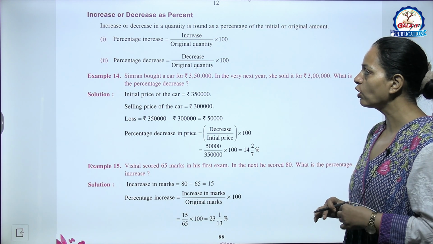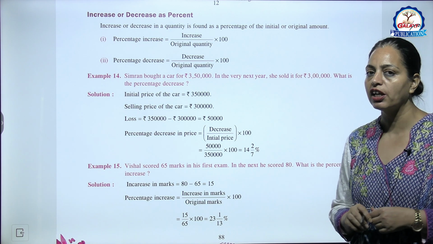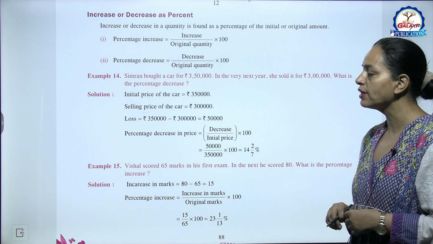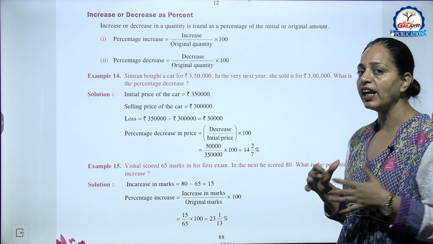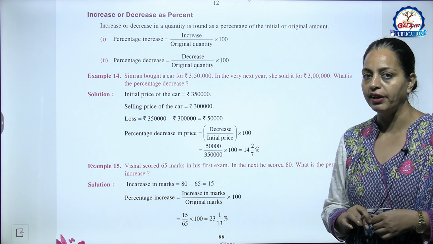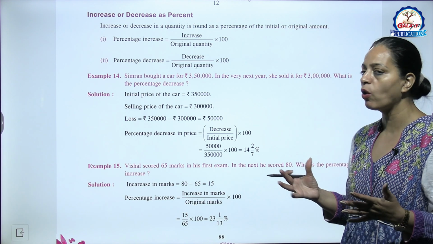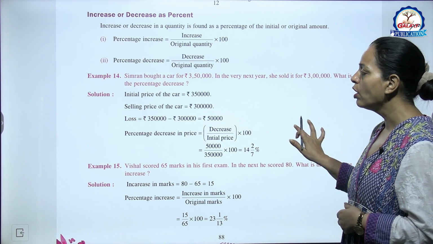Now increase or decrease as percent. Increase or decrease in a quantity is found as a percentage of the initial or original amount. See the first, percentage increase: the increase in value upon original into 100. Similarly the second one, percentage decrease: the decrease in value upon original into 100.